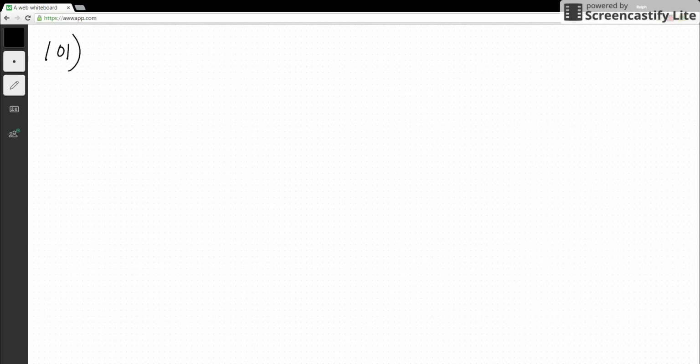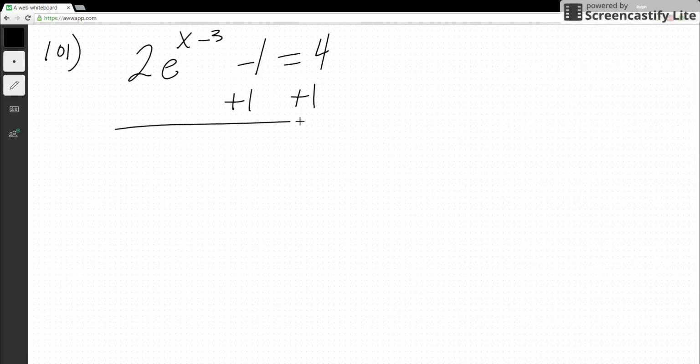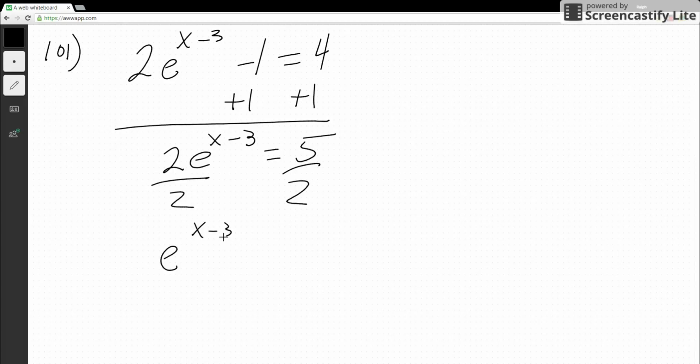101. And this says 2e to the x minus 3, minus 1 equals 4. So I'll add a 1 to both sides. Divide by 2. And I'm looking at e to the x minus 3 equals 5 halves.